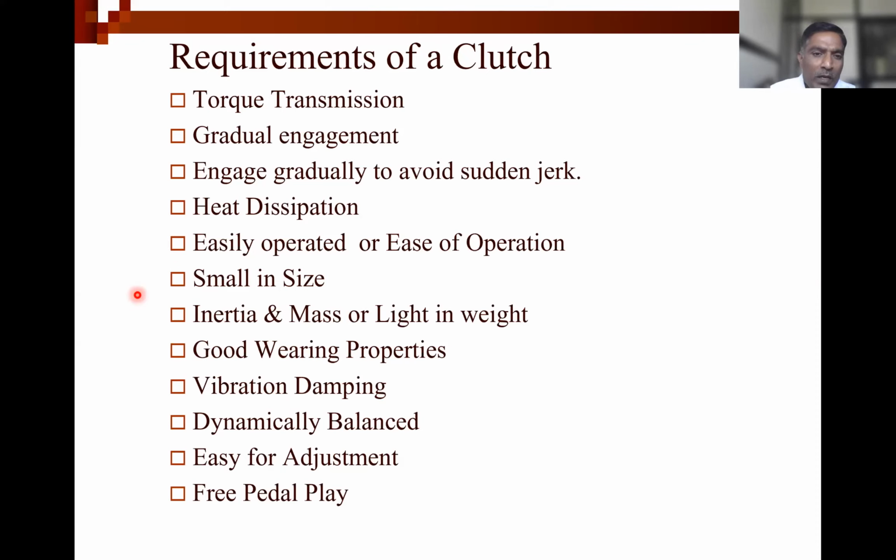Then it should be small in size. Now, if the clutch assembly is big, it will have more inertia. Even though power is disconnected, it will rotate for some time, and that will cause trouble while shifting the gears. Again, the next requirement, inertia and mass: it should have less inertia and mass, so in other words, light in weight.